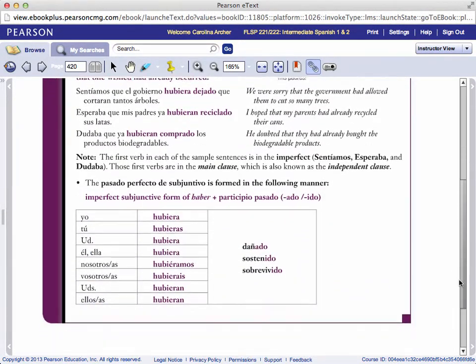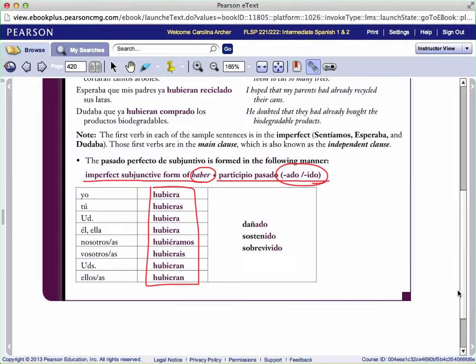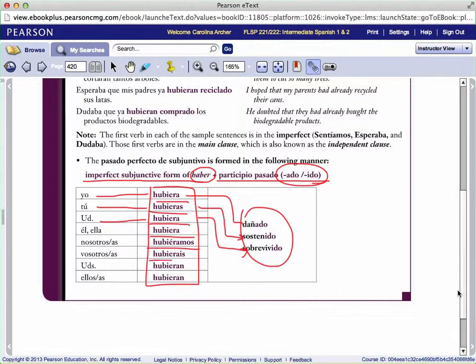Okay, so the past perfect is formed in this way. We are going to take the imperfect subjunctive of haber, which is this, plus the past participle, the hado and ido. Okay? Yo hubiera dañado, o tú hubieras sostenido, o usted hubiera sobrevivido. So these are not going to change with the persons. What is going to change is the haber. Okay? So those are the forms in the imperfect subjunctive.